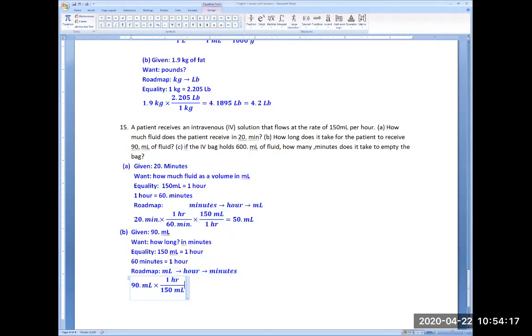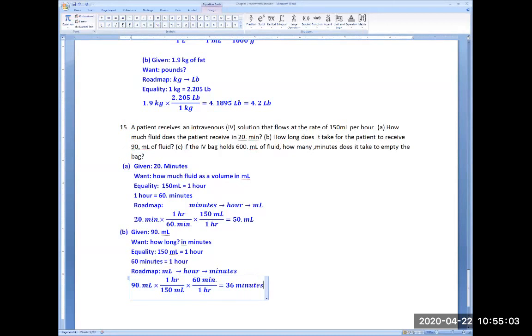Because we want this in minutes, we can multiply now by the next conversion factor. So an hour will be on the bottom because we want to cancel with the hour that is in the numerator, and 60 minutes will be on top. And this way we will know how many minutes are required to deliver 90 milliliters. So you do 90 milliliters divided by 150 and multiply by 60. And it's 36 minutes.